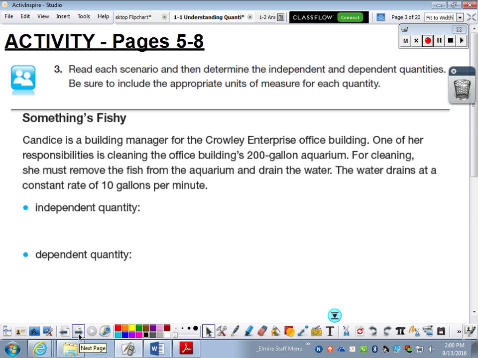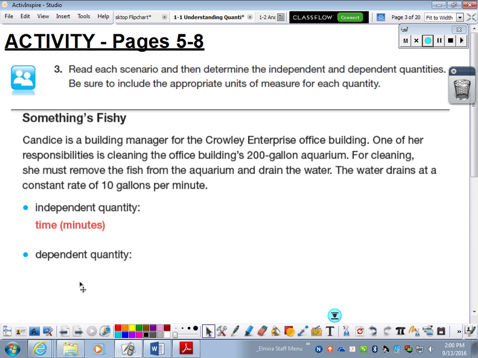Okay, so Candace is a building manager for Crowley Enterprises office building. One of her responsibilities is cleaning the office building's 200-gallon aquarium. For cleaning, she must remove the fish from the aquarium and drain the water. The water drains at a constant rate of 10 gallons per minute.